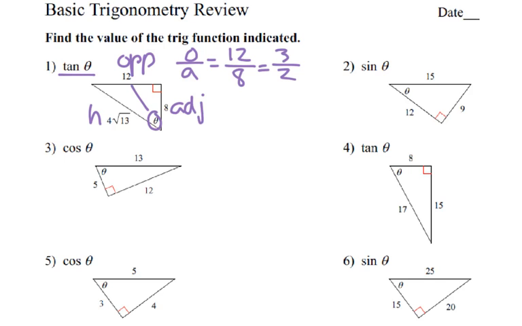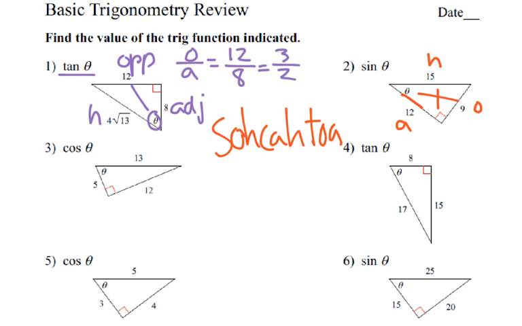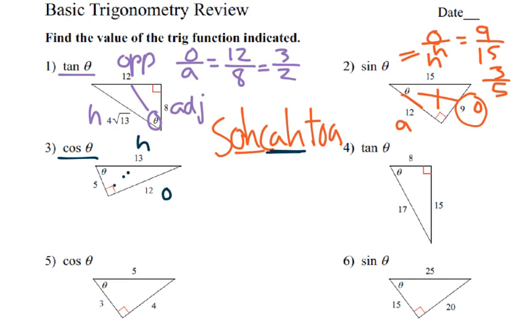The sine, so this is my hypotenuse, opposite, adjacent. Sine is, thinking of SOHCAHTOA, the opposite over the hypotenuse, so 9 over 15, which we could reduce to 3/5, because we always want to reduce. The cosine is adjacent over hypotenuse, so here's our hypotenuse, our opposite, our adjacent. So it'd be 5 over 13, which we can't reduce. Adjacent over hypotenuse. And there we go.